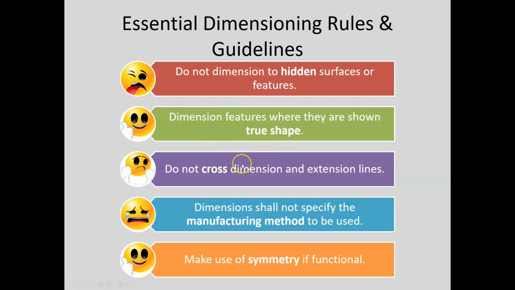Do not cross dimension and extension lines. I'll show you what this is in a second, what a dimension and extension line is. Dimensions shall not specify the manufacturing method to be used. So we don't want to say something like drill diameter 9, right? We leave the manufacturing method up to the manufacturing professionals. And we want to make use of symmetry if functional.